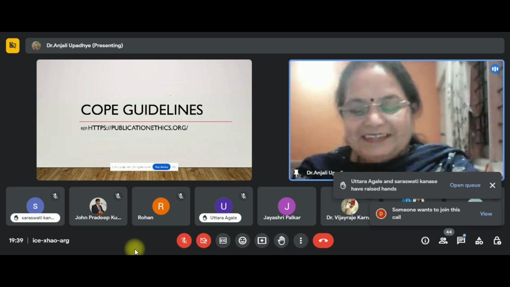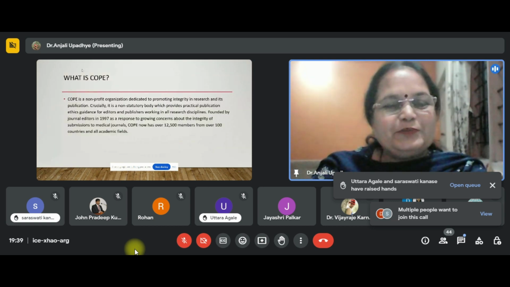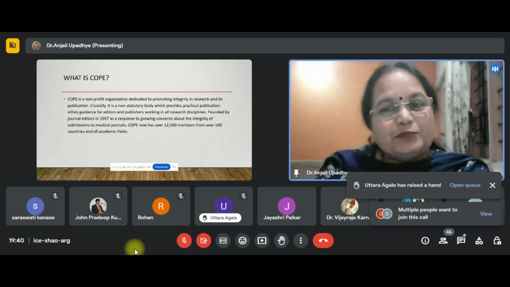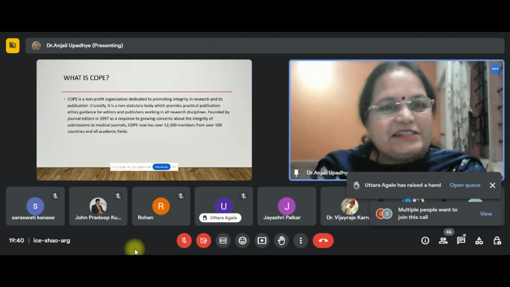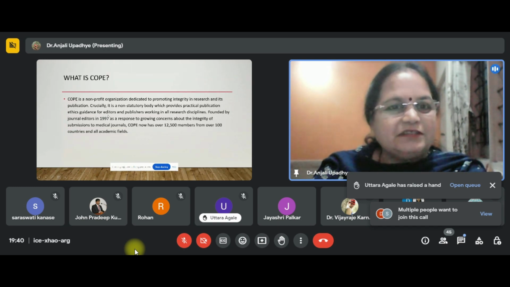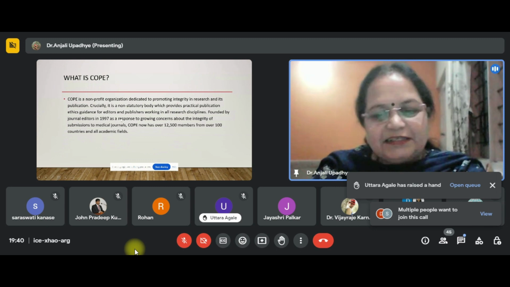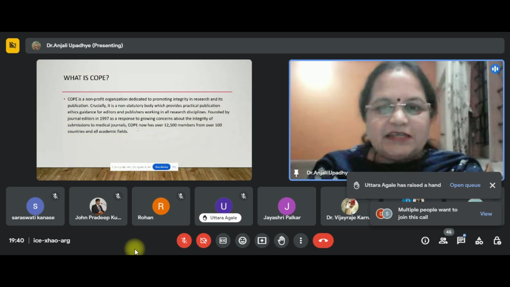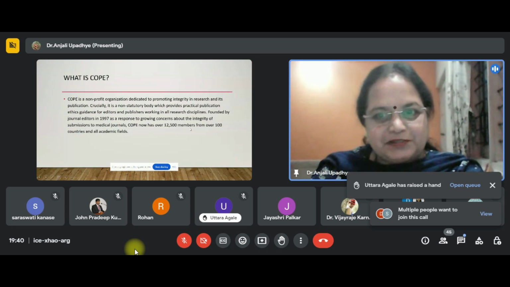COPE guidelines are here. COPE is a non-profit organization dedicated to promoting the integrity of research. It is a non-statutory body which helps with practical publication and gives ethical guidelines for editors as well as for publishers. It started in 1997 and nowadays it has 12,500 members.